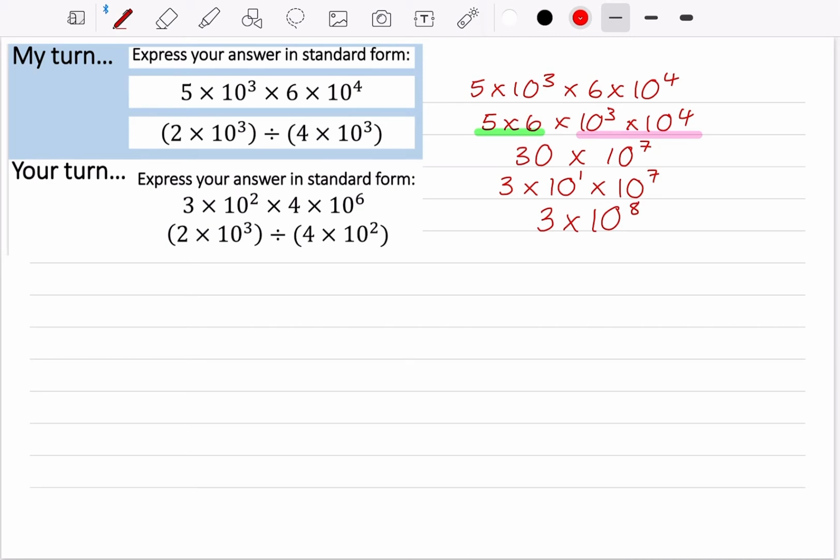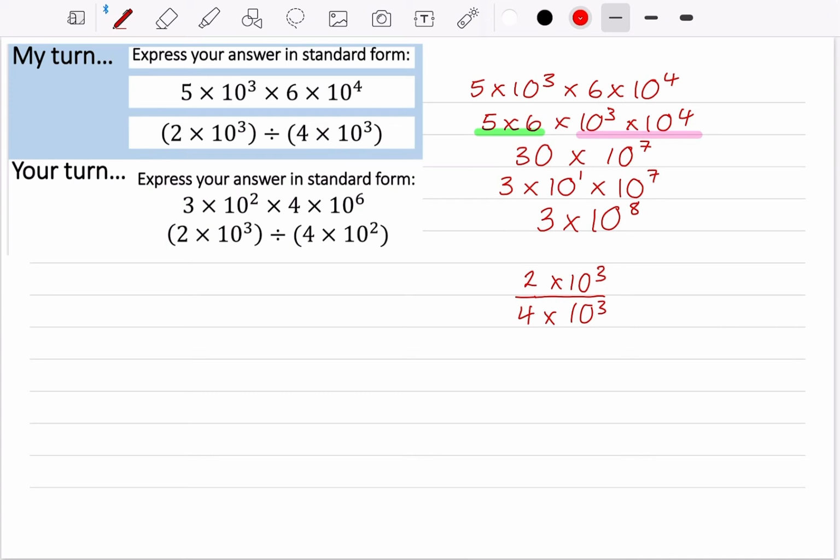This method, you will need to manipulate the question slightly, but doing that will make things much easier for you. Division now. The only difference is how I'm going to write it. Remember, division is the same as how we look at fractions. So I've got 2 over 4. I've got times 10 to the 3 and times 10 to the 3.